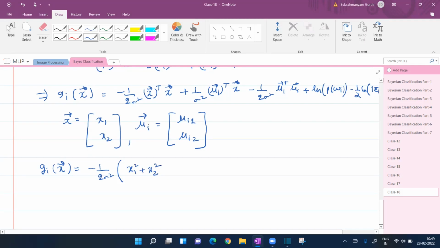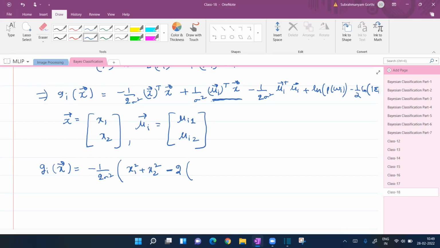Okay. Since anyway I have written minus 1 over 2 sigma square outside, let me keep that in that manner itself. So then let me write here minus 2 times. Now you tell me what would be the value for, I'm done with the first term. The second term you tell me, mu I transpose into x bar. What would be that value? You tell me. You take mu I bar transpose.